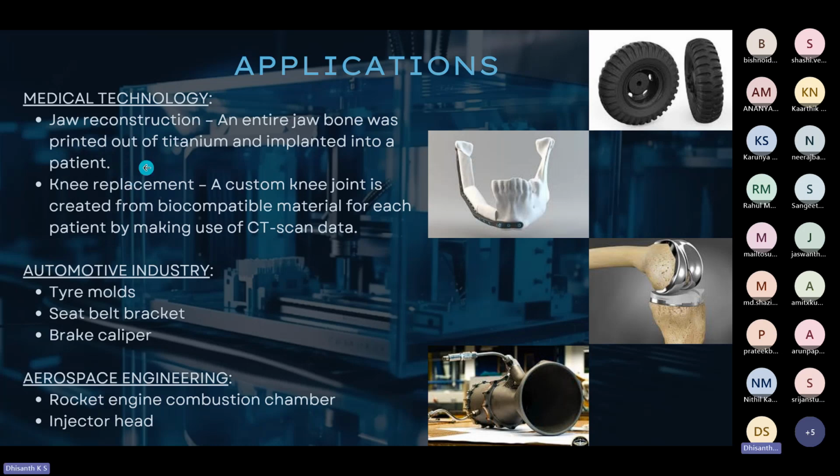And next, knee replacement. A custom knee joint is created from biocompatible material for each patient by making use of CT scan data. Most people have some knee joint issues, right? So it can be replaced by a biocompatible material model which is made using powder bed fusion. And next, it is used in the automotive industry. Tire molds, seat belt brackets, and brake calipers can be made using this method. And in aerospace engineering, the rocket engine combustion chamber and the injector head, the most important parts of an aircraft, are made using this.